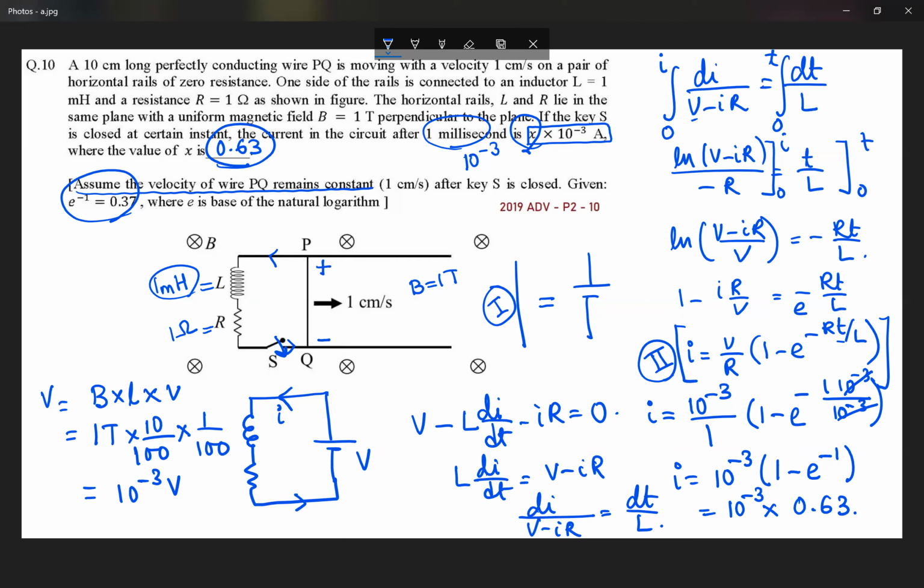Once you apply the formula, the value of V can be derived as B into L into V. This kind of EMF, if you recall, is called motional EMF. The EMF due to the movement of a conductor is called motional EMF. And after substituting the values, the question specifies that the value of e to the power minus 1 is 0.37, which gives our answer to be 0.63. Okay, let's move to the next question.